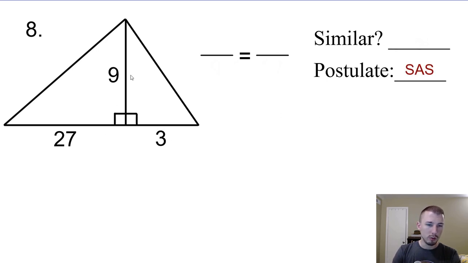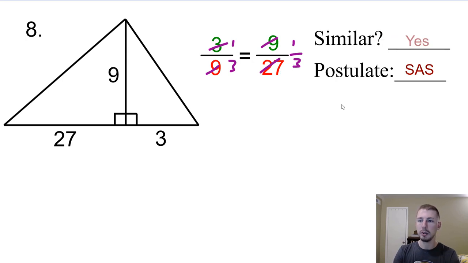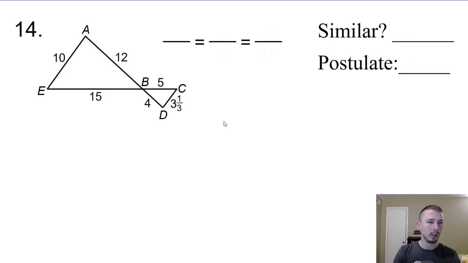So the smallest one for this triangle is 3. And the smallest one for the other one is 9. So 3 goes to 9, just as the largest one for the triangle on the right is 9, and the largest one for the triangle on the left is 27. Okay, now we can reduce if we want. You also notice, hey, these are the same fraction. They're 1/3 as well. Okay, so I'm good. Are they similar? Yes, because they have the same proportions.